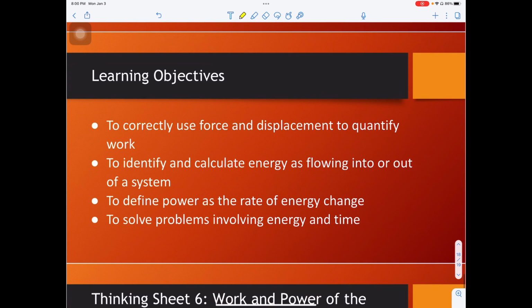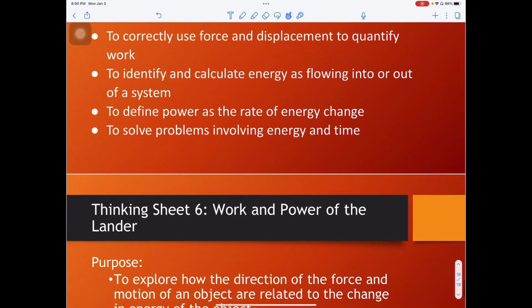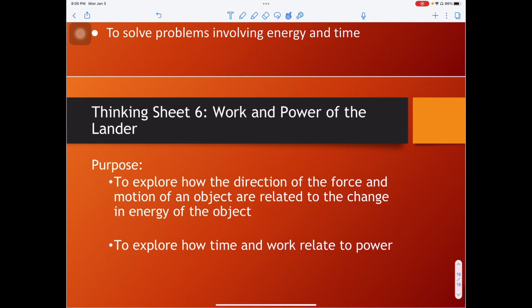Okay, so our learning objectives are to use force and displacement to quantify work, calculate energy flowing in and out of a system, define power as the rate of energy change, and solve problems involving energy and time. I know you've only seen a quick lecture, but how confident are you right now in terms of this material? Okay, so we're going to have a thinking sheet where you have the opportunity to practice these concepts, and hopefully it goes well. If not, ask me questions.